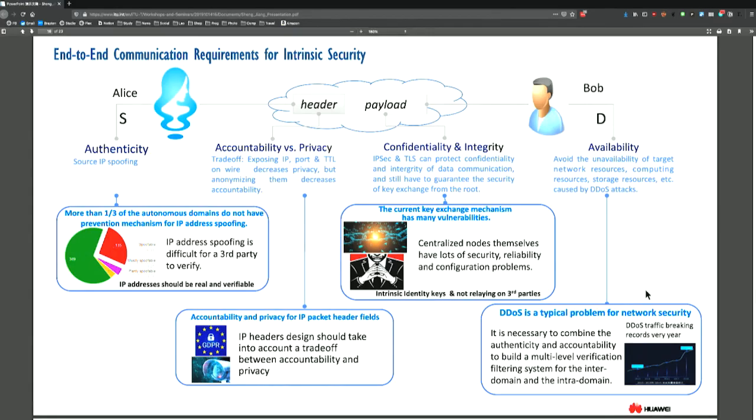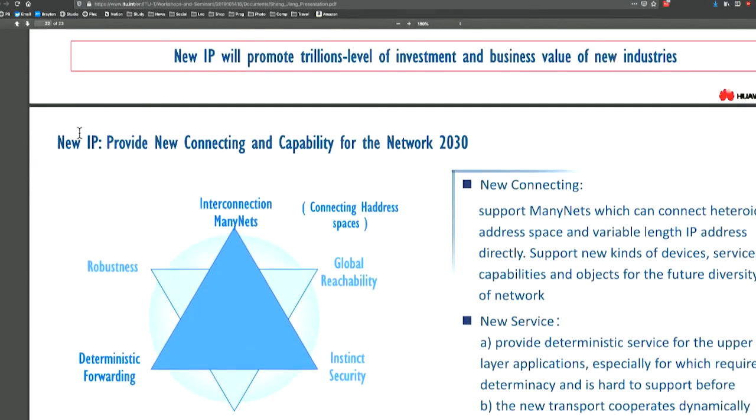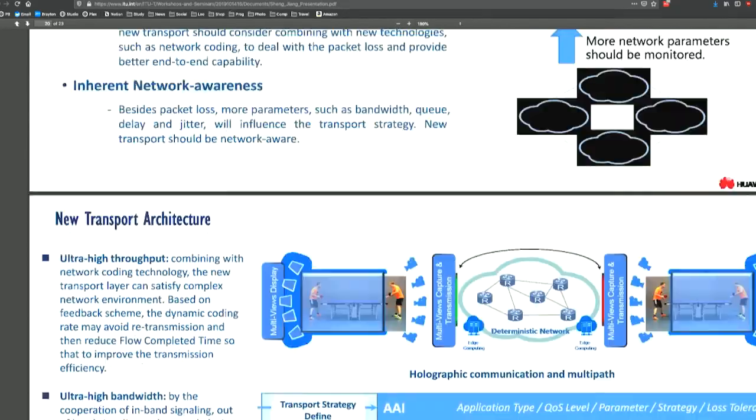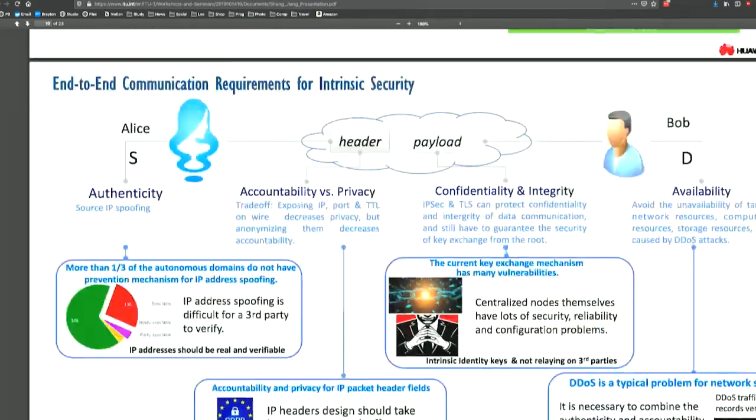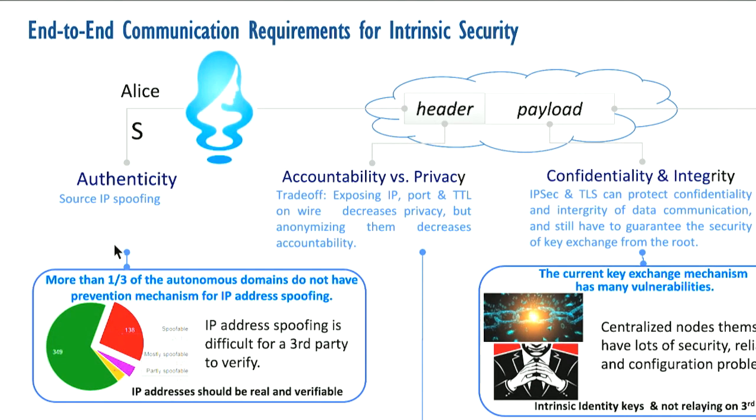They have authenticity, where they say more than a third of autonomous domains right now, today, on today's internet, do not have prevention mechanisms for IP address spoofing. And so they don't like that.